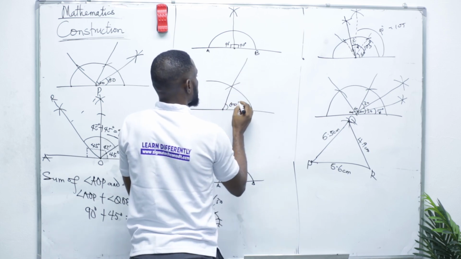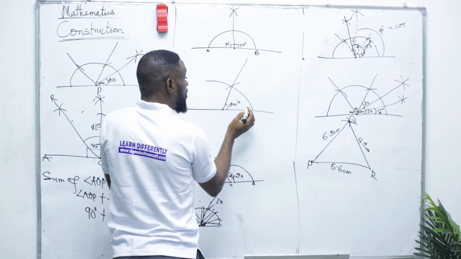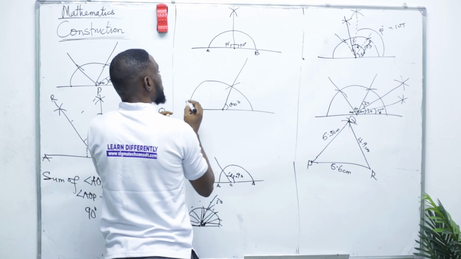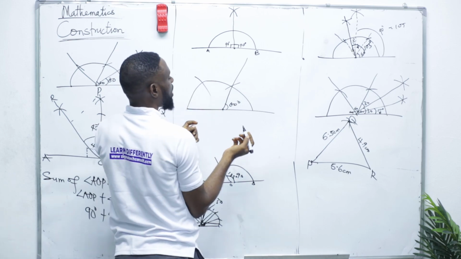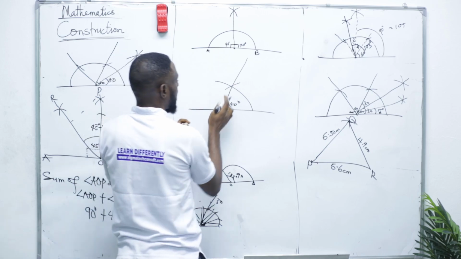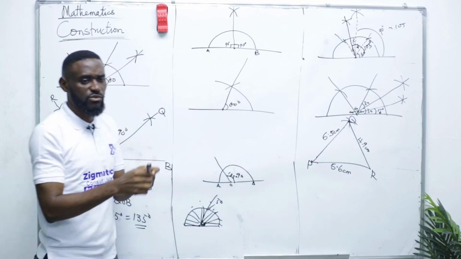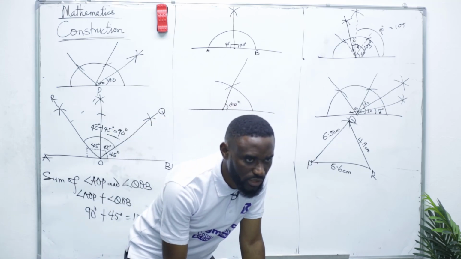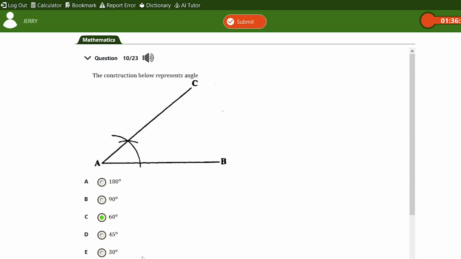So this is still 60 degrees. If you don't change this, you can still come here, put this arc here, and complete this line. You can make another arc. But if you don't want to have a complete semicircular arc, this can also give us 60 degrees. So this is 60 degrees that has just been constructed. So that is option C.